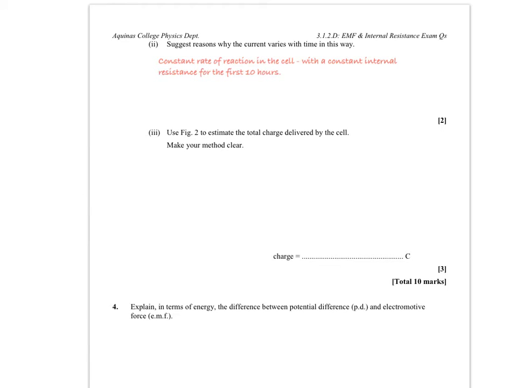And then why does it drop off? Well, after 10 hours, the rate of reaction and therefore the EMF in the cell reduces. There might also be some change to the internal resistance as the chemical makeup of the cell changes, and so the current reduces, the current is less.